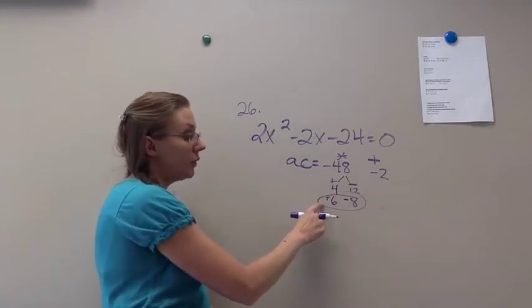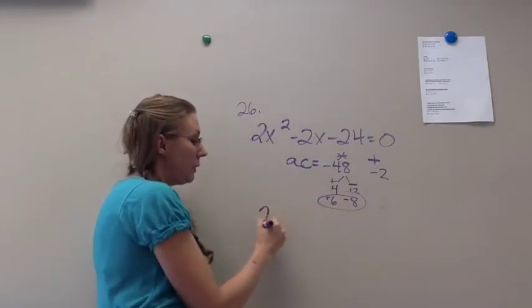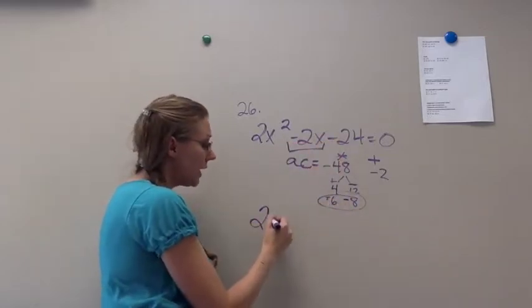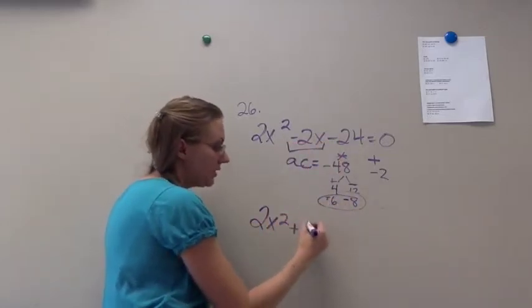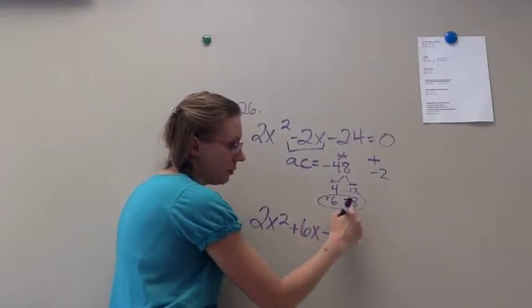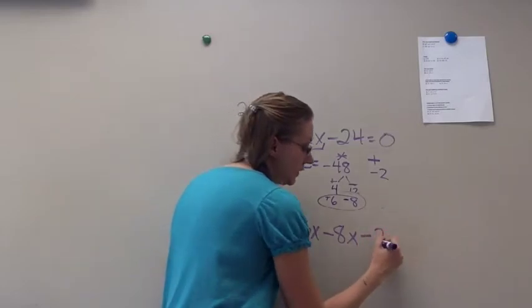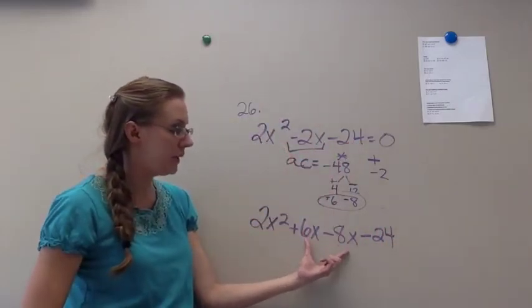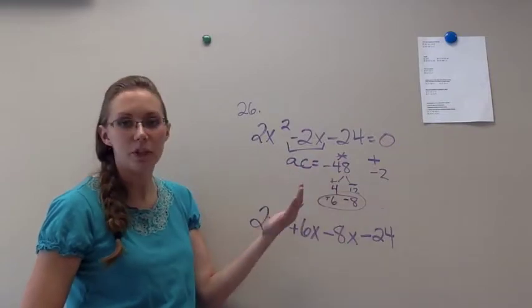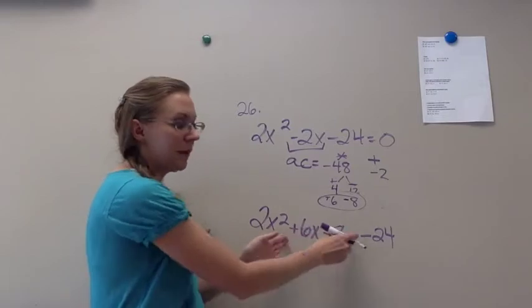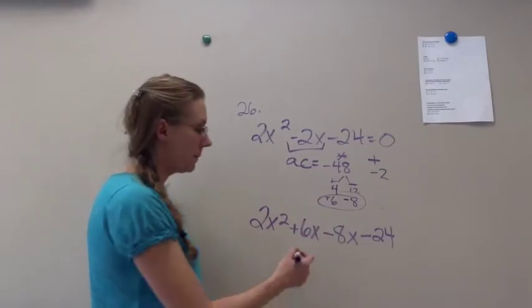I'm going to take those, now that I've found them, and I'm going to replace my middle piece with these 2. So I'm going to get 2x squared plus 6x from here minus 8x from here minus 24. I kept my c the same. So I took this b and I broke it into 2 pieces. If you think about the example we just did, we combined like terms to get our b value. Here we just expanded it out into those 2 pieces again.